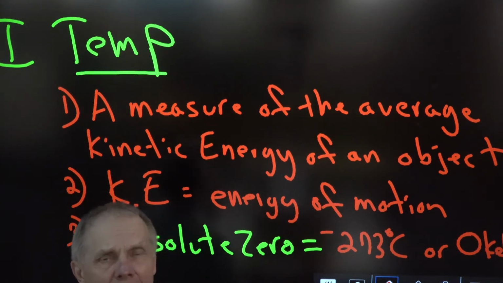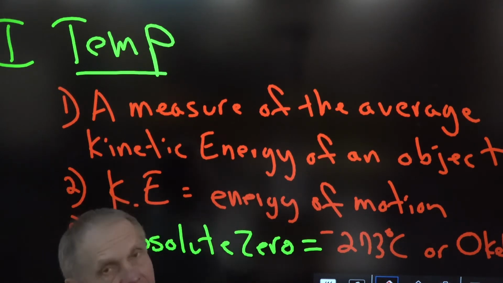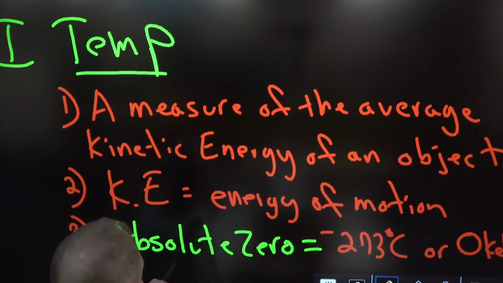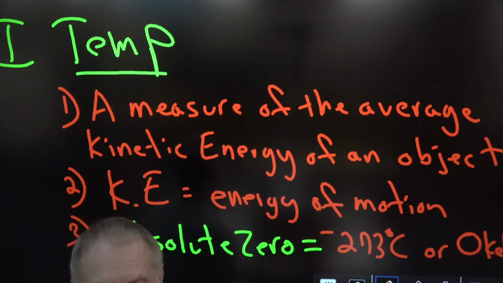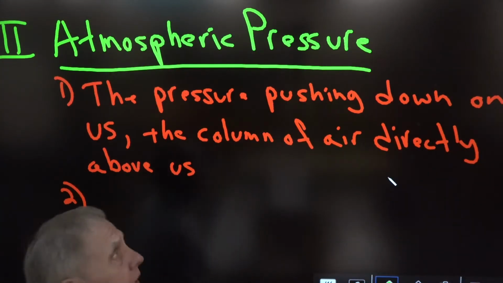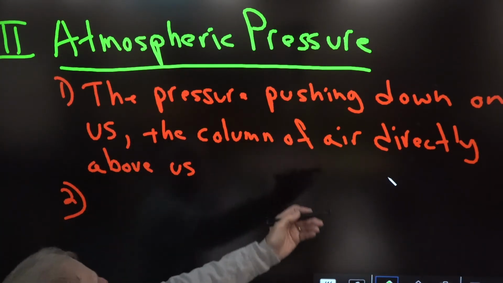It's kind of theoretical. I don't think we can get down to that temperature. Okay? Everything else has some type of kinetic energy in it, except at absolute zero. Okay, now the next thing we have to talk about is atmospheric pressure. So, atmospheric pressure, the pressure pushing down on us.